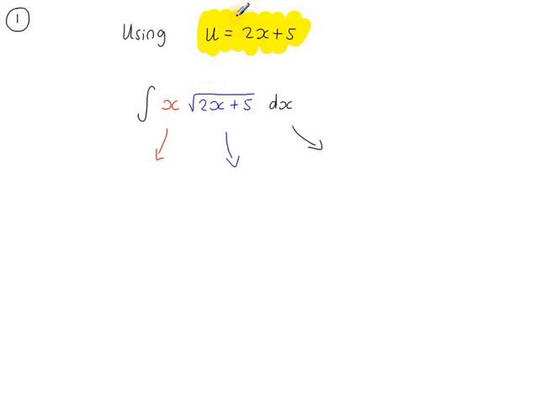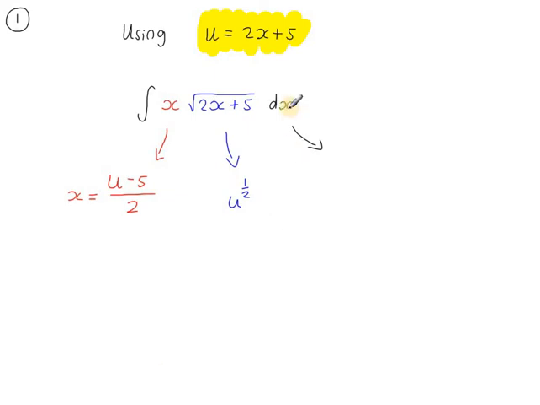Okay, so the x, we just rearrange: u minus 5 divided by 2, and that gives us x. That's straightforward. And the root 2x plus 5, now 2x plus 5 is u, and the root means to the power of a half, so that one's done.